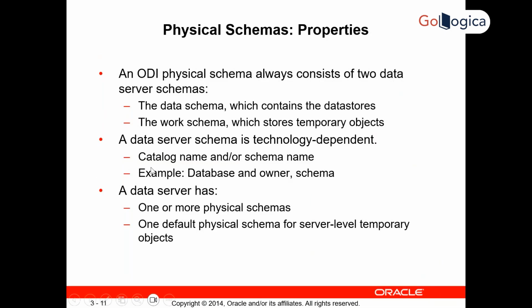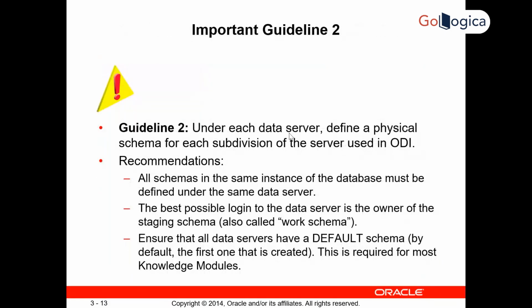Nagaraj, are you there? Yeah, Prem. I'm understanding. I got it, this is one main important point: the physical schema is divided into the data schema and the work schema. The data schema has tables and the real data, whereas the temporary tables, which start with $C or $I, get created in the work schema. And for each data server, we have a physical schema.